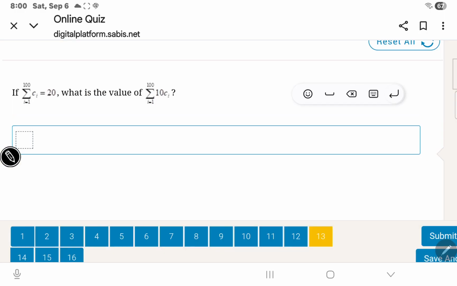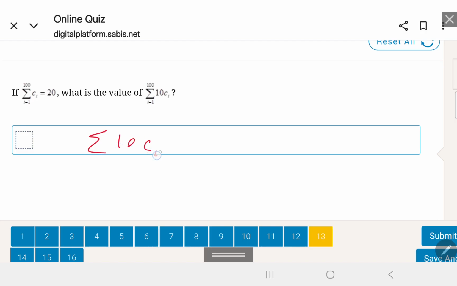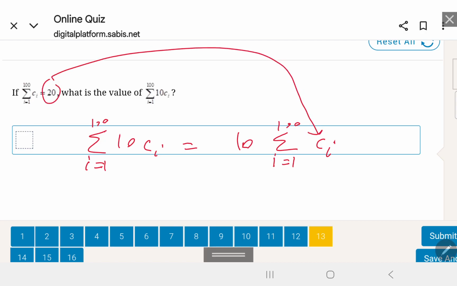Question 13. Sigma c equal 20. What is the value of sigma 10c? Okay. Now sigma 10c I, from I equal 1 to 100, we can write it as 10 times sigma from I equal 1 to 100 ci. This is one of the properties of the sigma notation. Then you can write this amount here. So 10 times 20 is 200, so the answer will be 200.